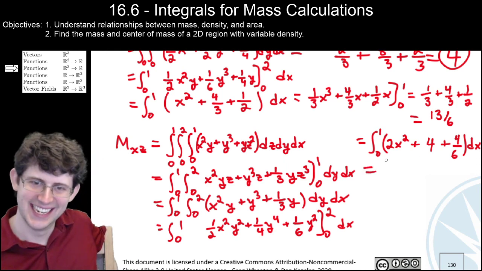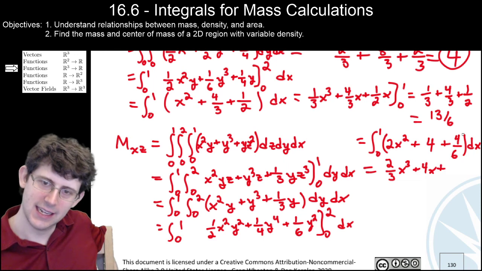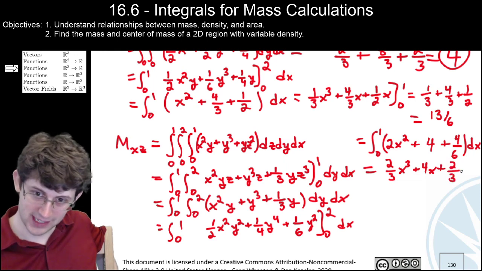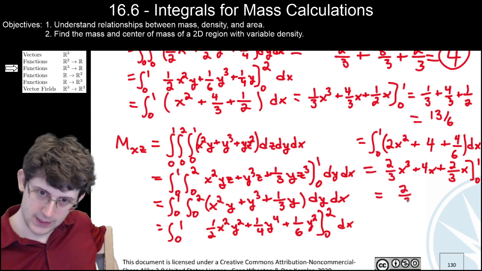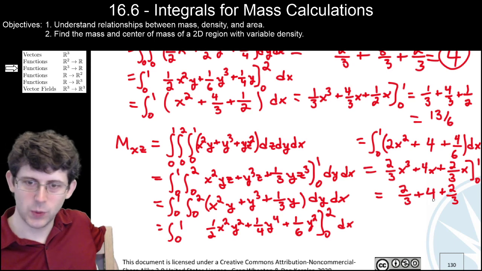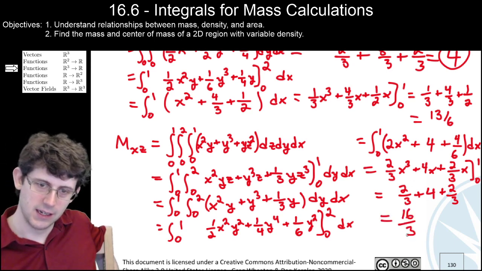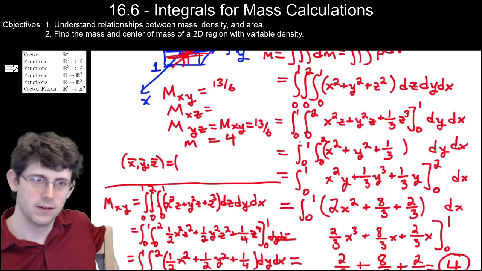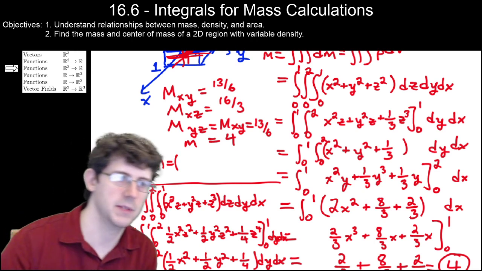Do the integral. I get 2/3 x cubed, 4x, and I'll reduce it now that I see that there's no more sixths, from 0 to 1. So I get 2/3 plus 4 plus 2/3. This is 12/3 and 4 more thirds, which is 16/3. So this is 16/3. So what's my final answer?